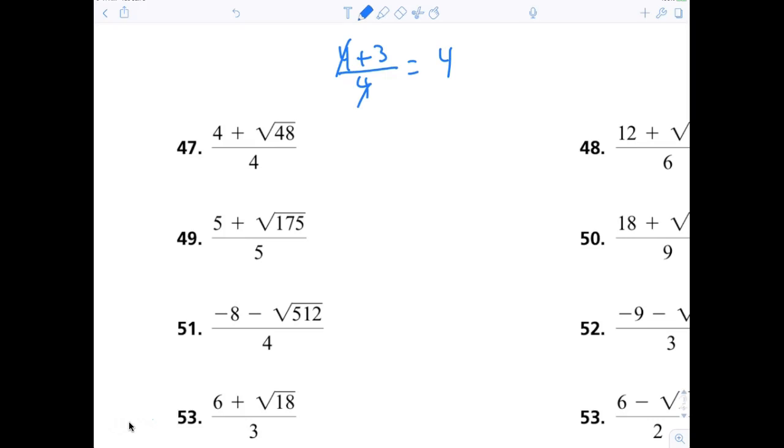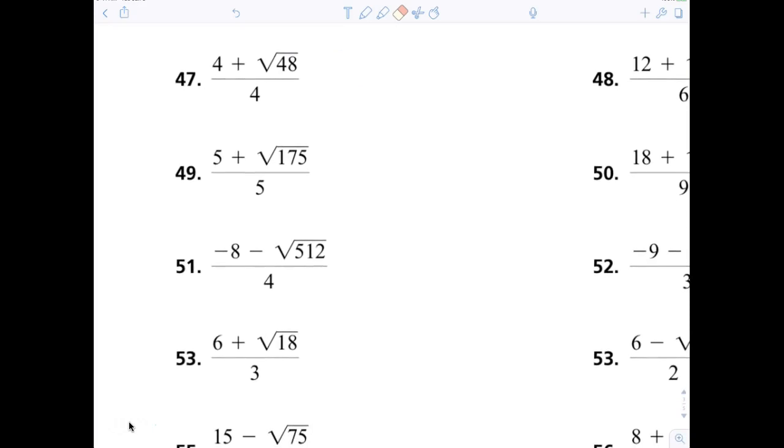Yeah, I disagree. You cannot reduce through addition and subtraction. You can only reduce through multiplication. So I need to show you something up here. Please stay with me. You cannot cross out the 4s.